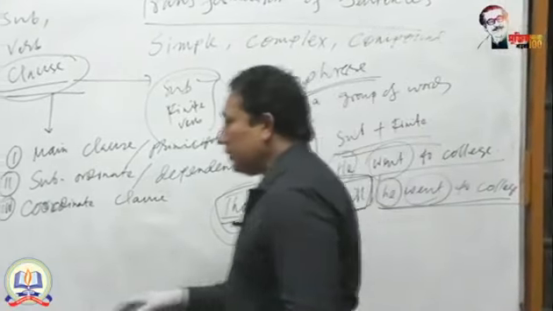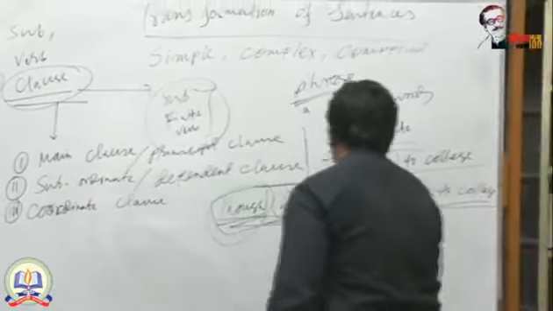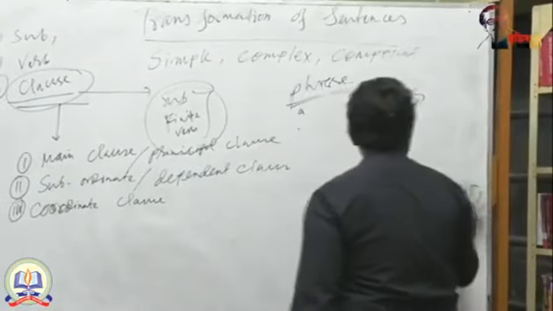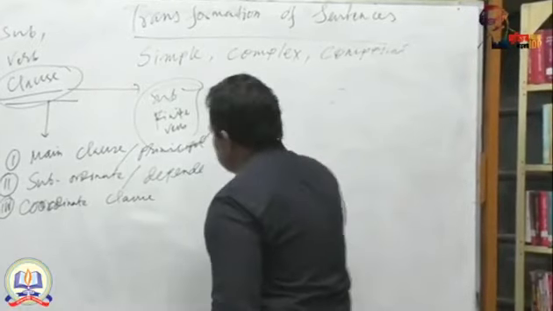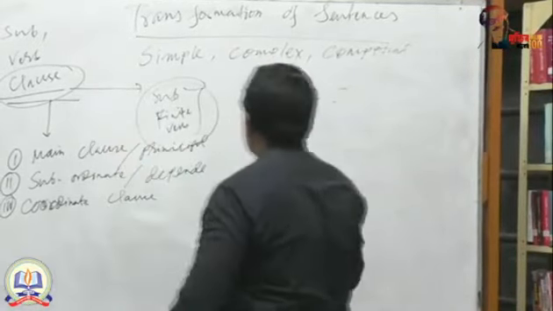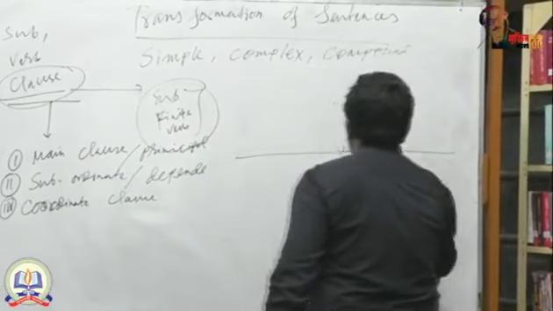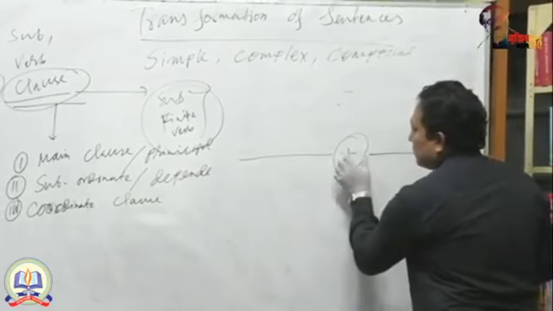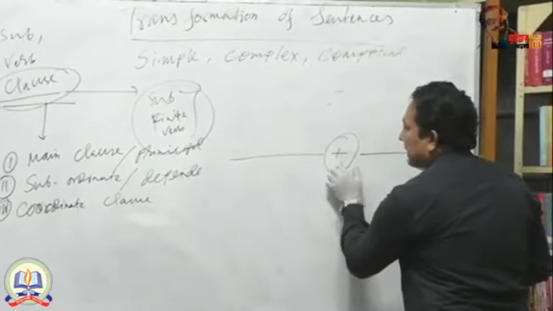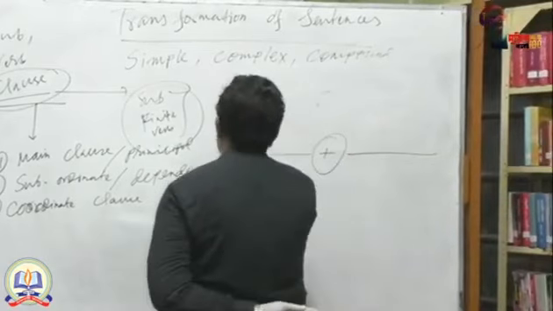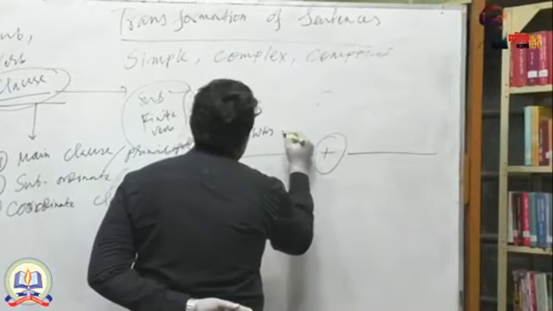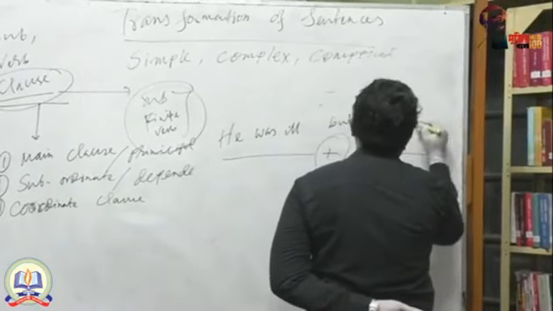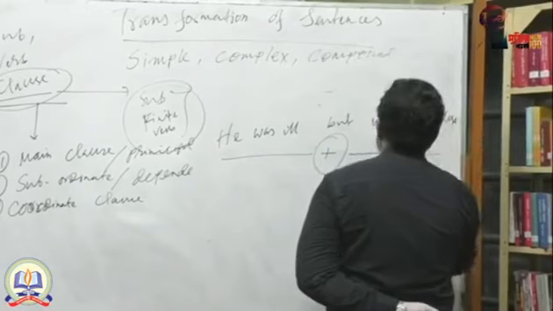And then, if I want to make any compound sentence, what will I do? Compound. That you have to add. You have to add. If I say here plus, that means we are adding something. Here, if I say, he was ill but went to college.